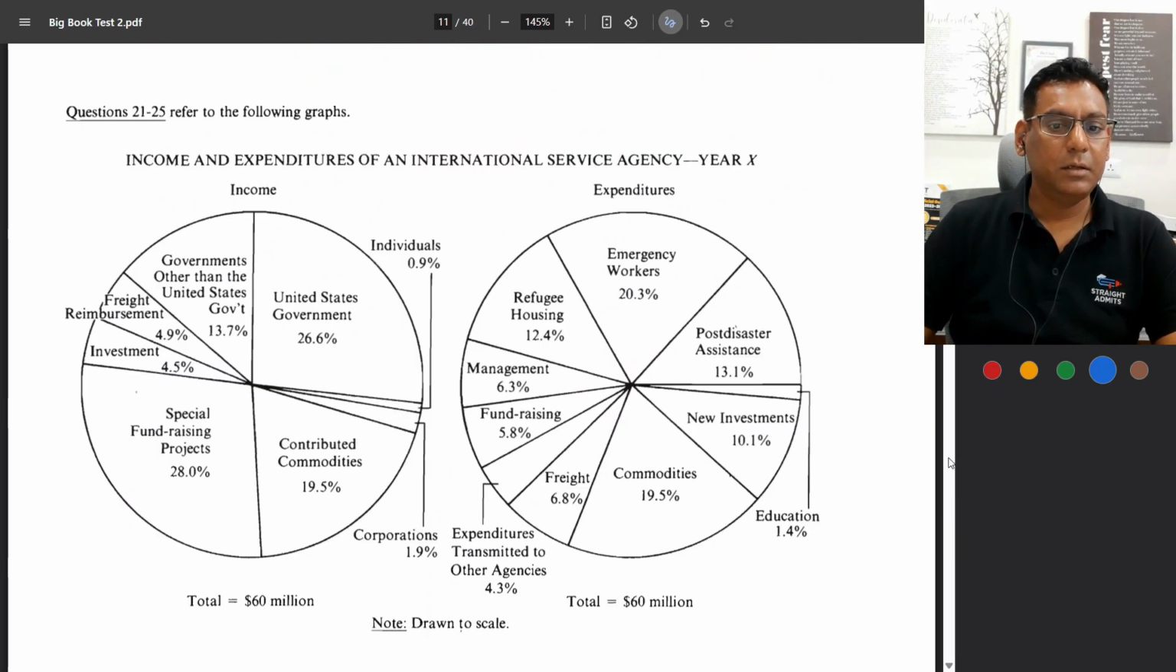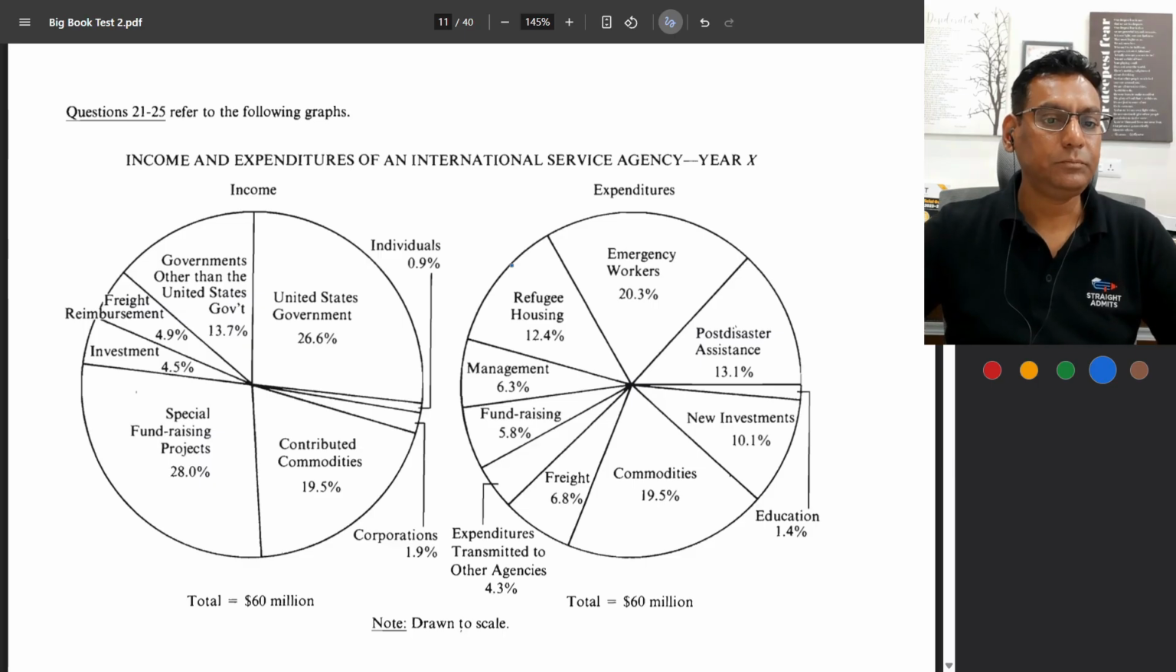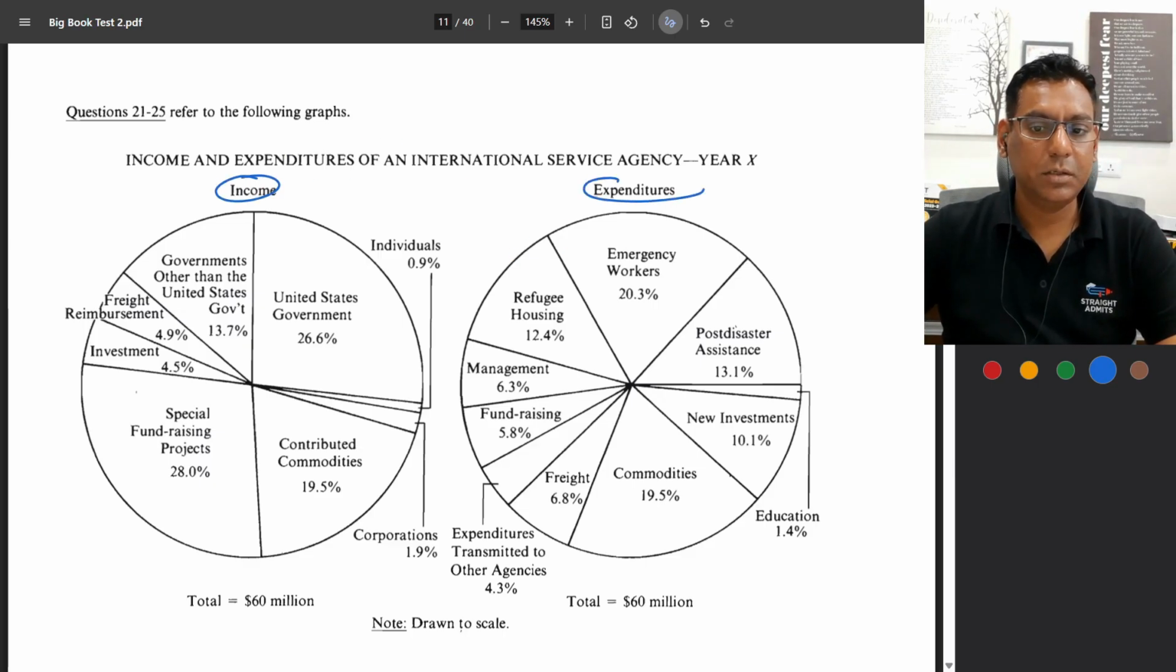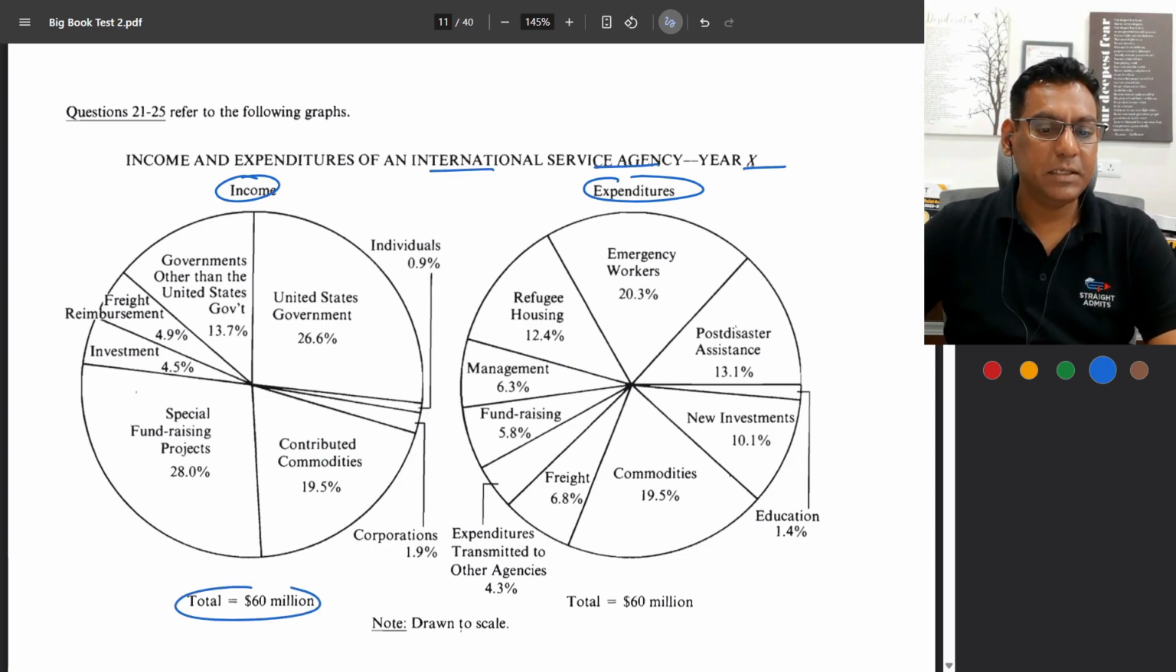Okay, now let's see income and expenditures. This is income, this is expenditure of an international service agency, year X. The total income is 60 million, the total expenditure is 60 million. Same figure. That's great for us, right? Because then I can directly compare the two figures.